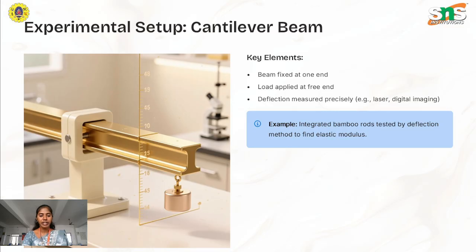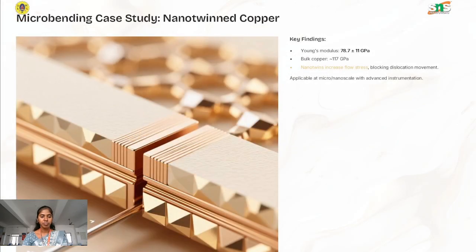The key element is a beam fixed at one end, and the load is applied to the free end. The deflection is measured precisely; laser and digital imaging are used to measure it precisely. For example, integrated bamboo rods were tested by the deflection method to find the elastic modulus. So we have to find the elastic modulus of the material, using Young's modulus and the cantilever.